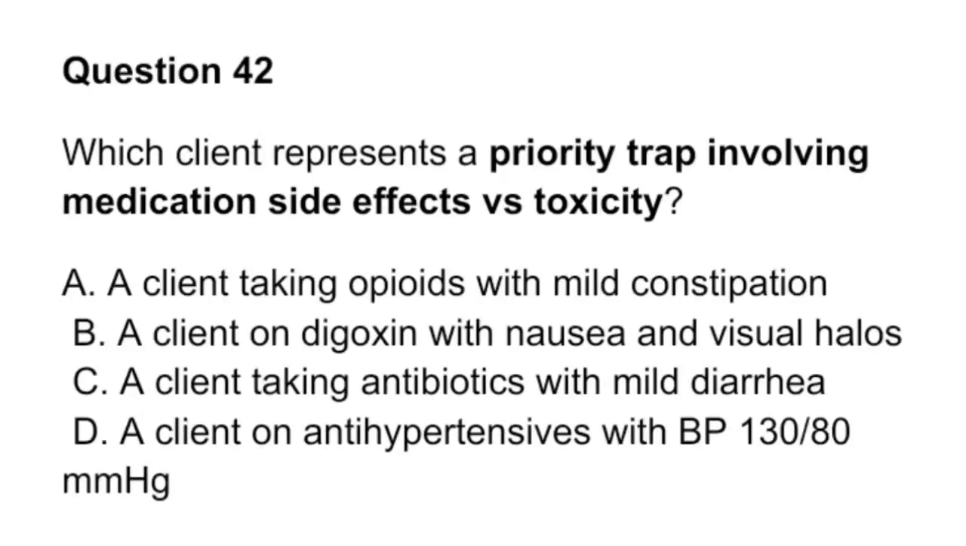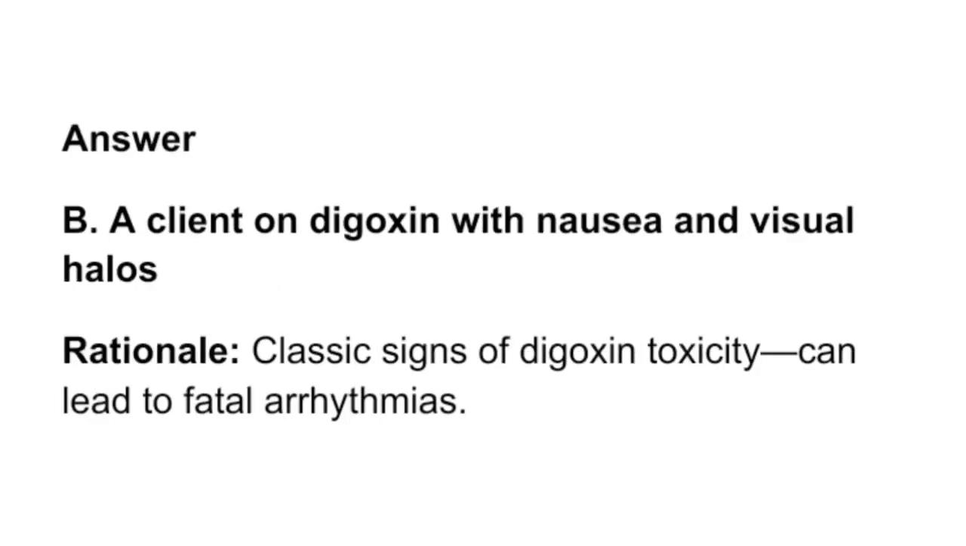Question 42. Which client represents a priority trap involving medication side effects versus toxicity? A, a client taking opioids with mild constipation. B, a client on digoxin with nausea and visual halos. C, a client taking antibiotics with mild diarrhea. D, a client on antihypertensives with BP 130 over 80 millimeters of mercury. Answer: B, a client on digoxin with nausea and visual halos. Rationale: classic signs of digoxin toxicity can lead to fatal arrhythmias.